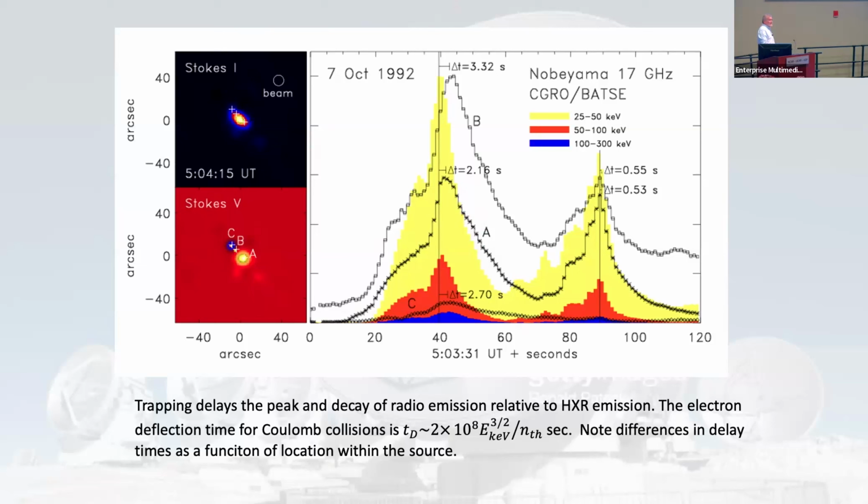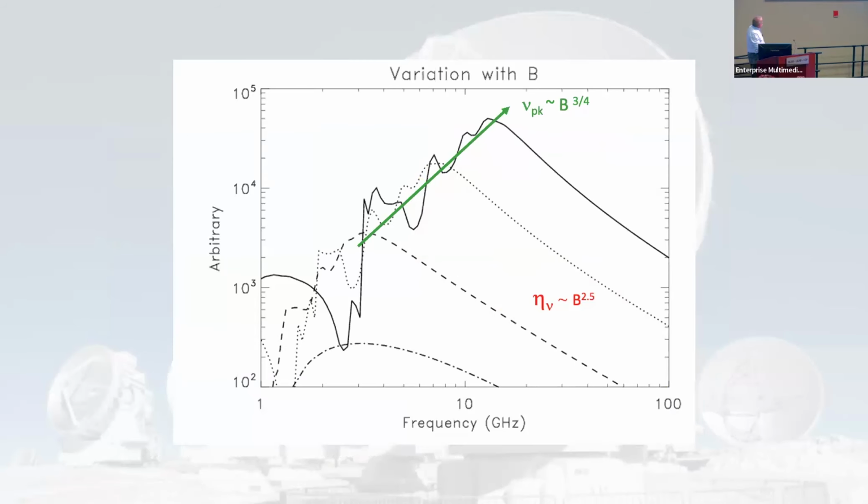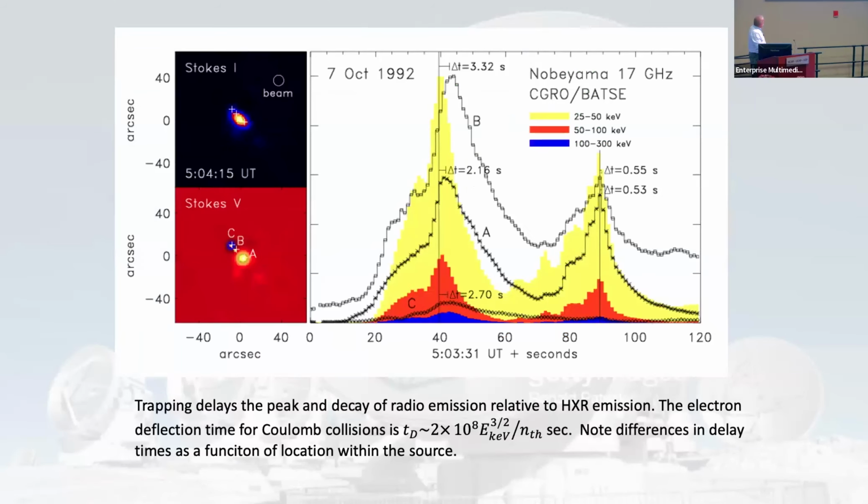Why is that? The delay, in part, is due to the fact that the electrons are in this bottle, so they're going to build up for a period of time before they start to decline. But another feature is the decay time is also longer for the middle, the high part of the loop, than at the footpoints.